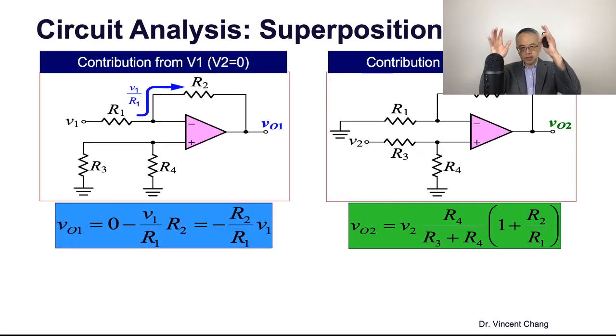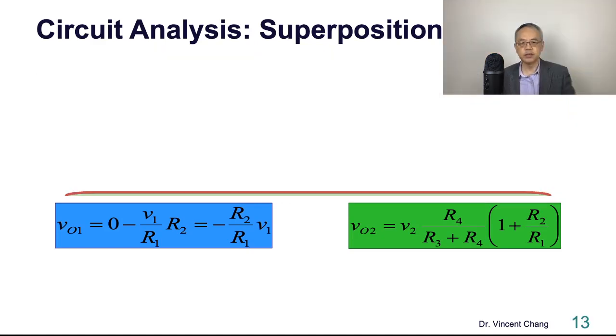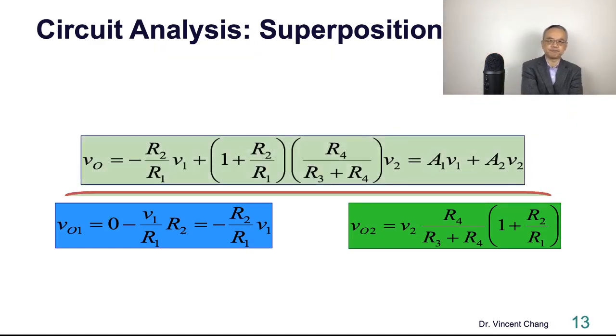Therefore, based on the principle of superposition, you simply add these two terms together. The contribution from V1 and the contribution from V2, then here's the outcome. It tells you the A1 is negative and A2 is positive, right?